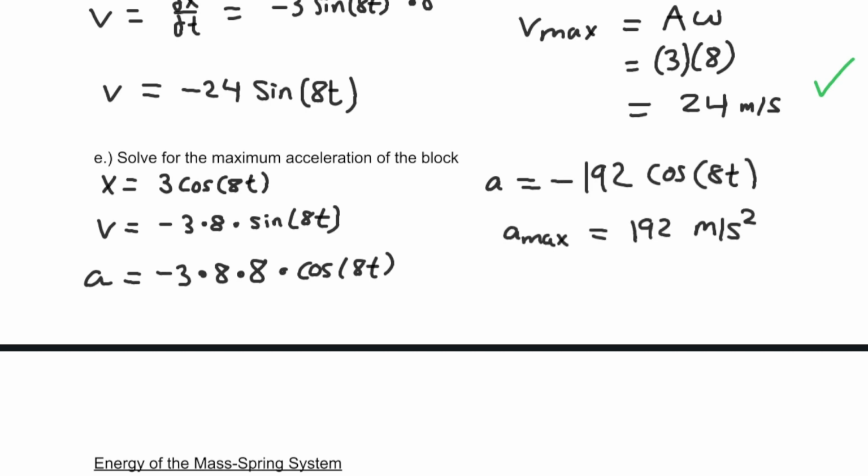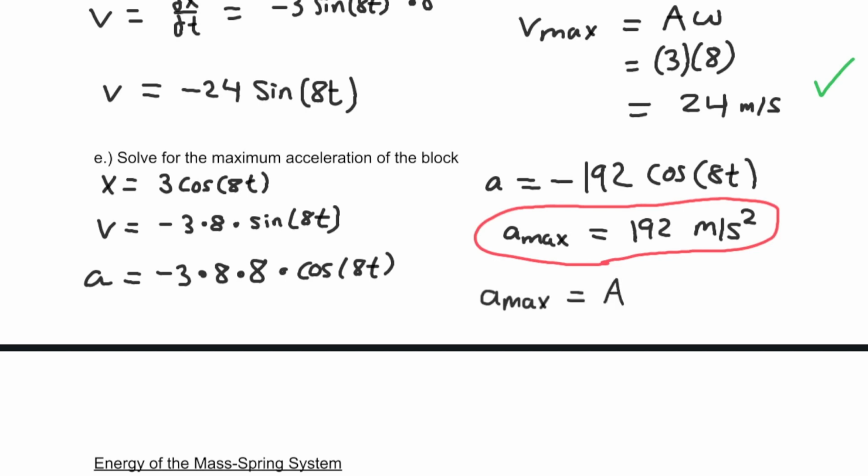Or you could derive a similar expression to that for v max, and you can show that a max is also just given by the amplitude times omega squared.